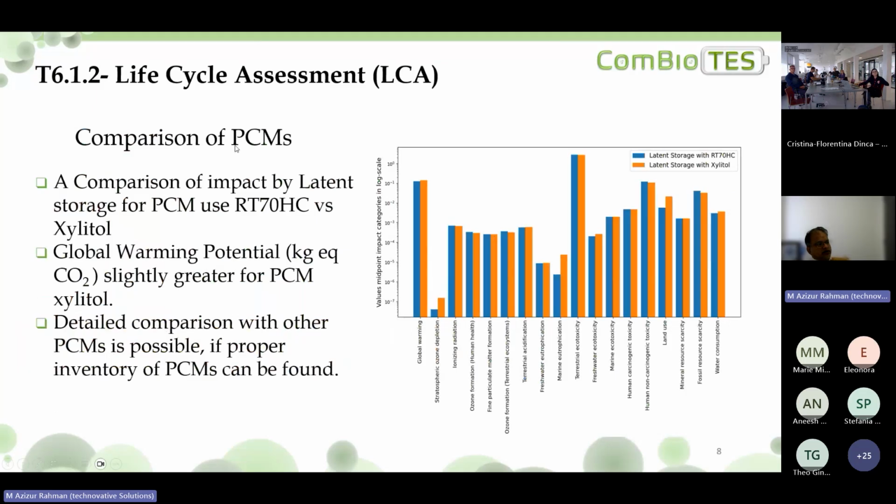Then we also compared with another PCM, and the results for the 18 midpoints are shown here. The idea was to compare with another market-ready PCM, and most of the time you see that RD70 is a bit better than the other one. It's not easy to get all the relevant data for the PCM, because a lot of PCM data are confidential, so we do not always get the details. So we could not perform LCA with many different PCMs, but still we could manage some.